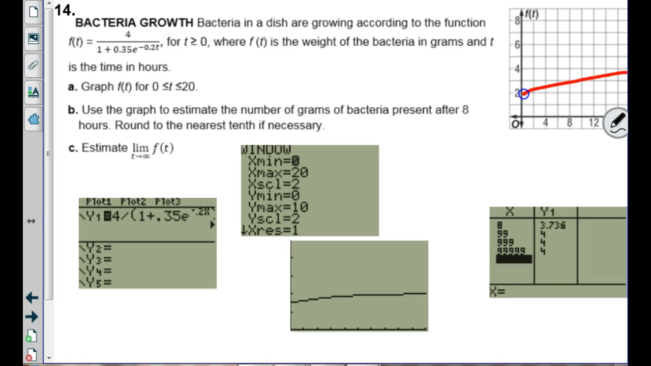I'm just going to do something like this, okay? It says, use the graph to estimate the number of grams present after 8 hours. So I typed in an 8 right here. I typed in an 8 and it said 3.74 roughly.